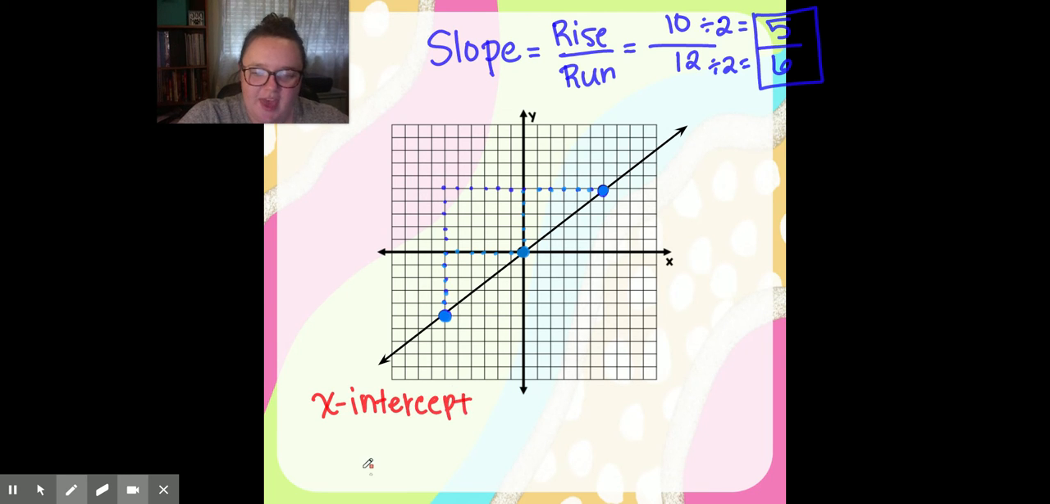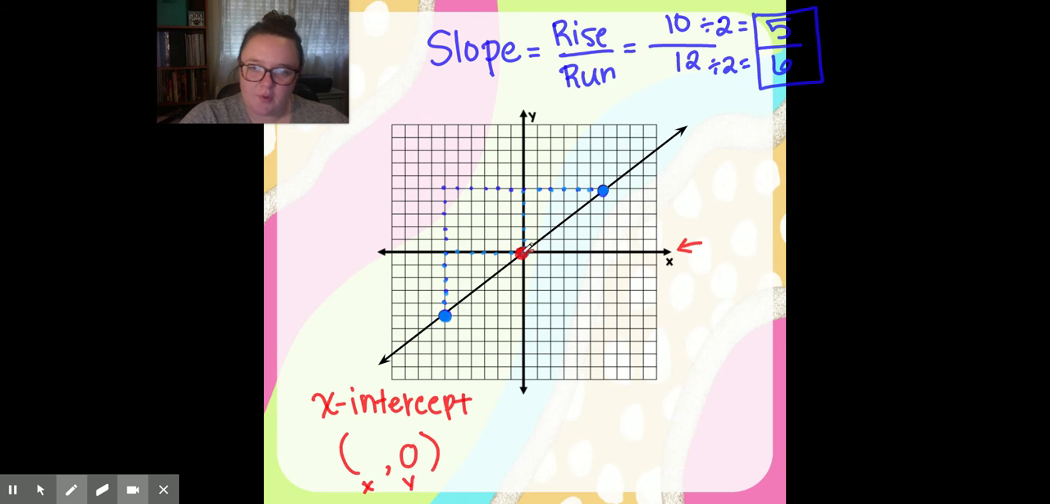And remember, the x-intercept is where the y part is 0. So let's look. Where does it cross the x-axis? Here's the x. I'm going to go all the way across. Boom, it crosses it right here, right? It's going through the x-axis right there.